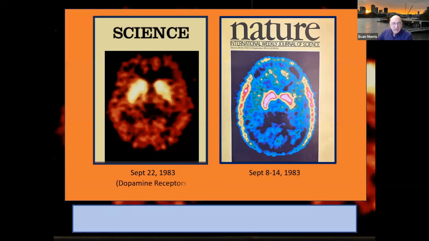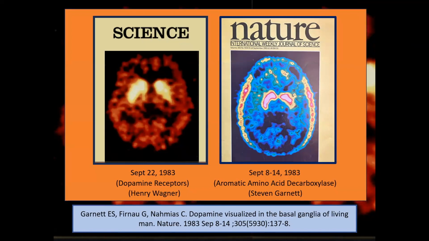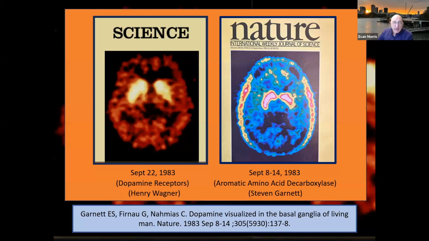Turns out that what's on the left, on September 22nd, was the first dopamine receptor image, and what was on the right in Nature the week before it was the first image of aromatic amino acid decarboxylase. That is a PET image made with F-DOPA. And to drill down even deeper, one is Henry Wagner's brain and the other is Steve Garnett's brain. So one is the first dopamine receptor image, but you could argue, and as they did, the first dopamine visualized in the human brain came the week before.